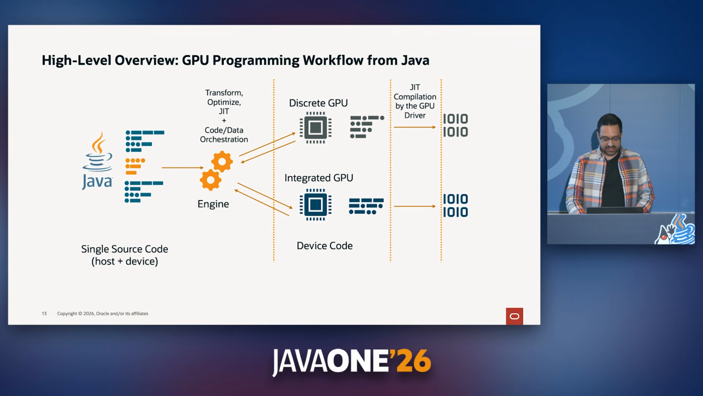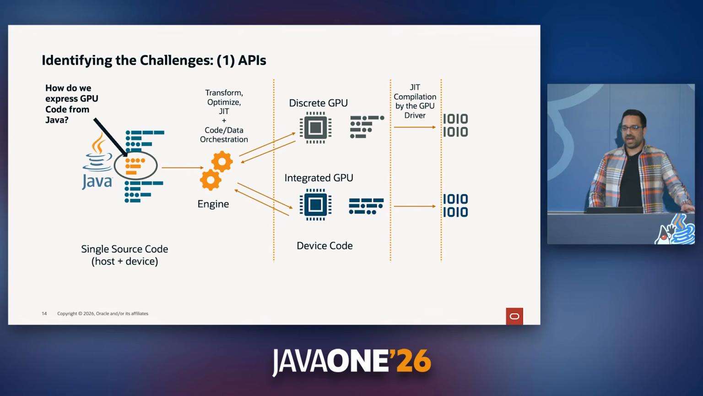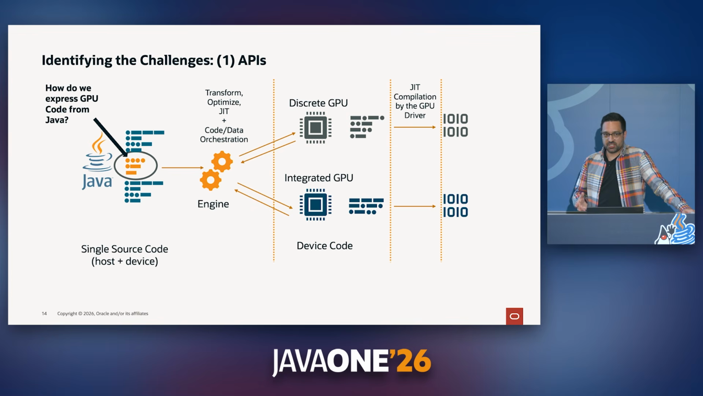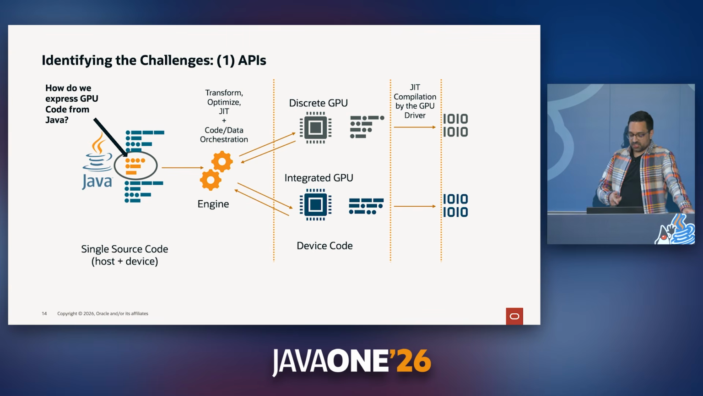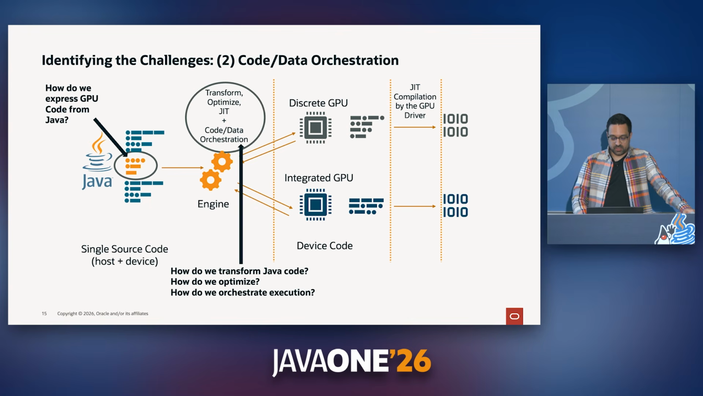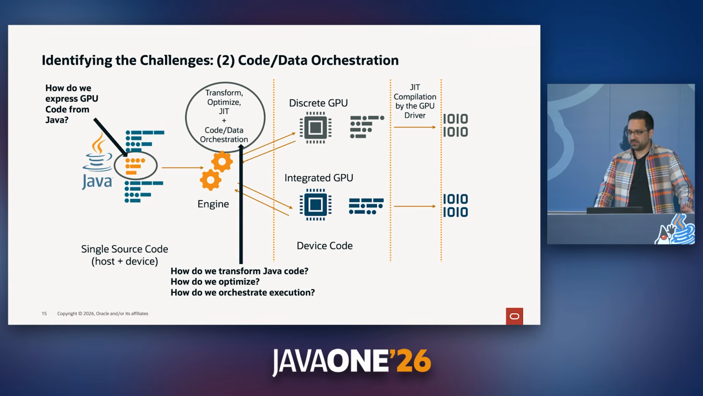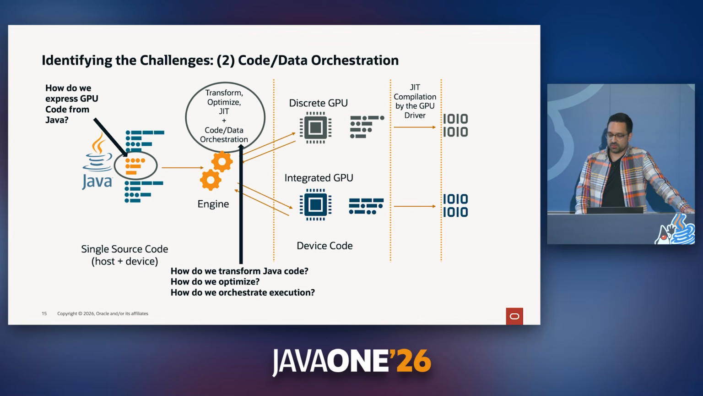So in this picture, I'm going to highlight some of the challenges in doing so. On the left-hand side, from the Java side, how do we express parallelization in a language like Java that was not designed with GPUs in mind? So this is a challenge here. The second question is, once you identify that, how do you transform Java code, how do we optimize Java code, how do you orchestrate the execution efficiently?